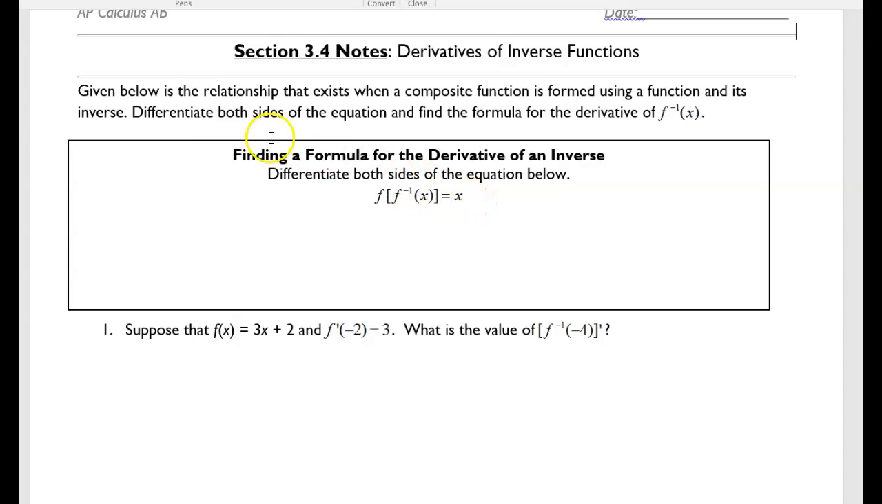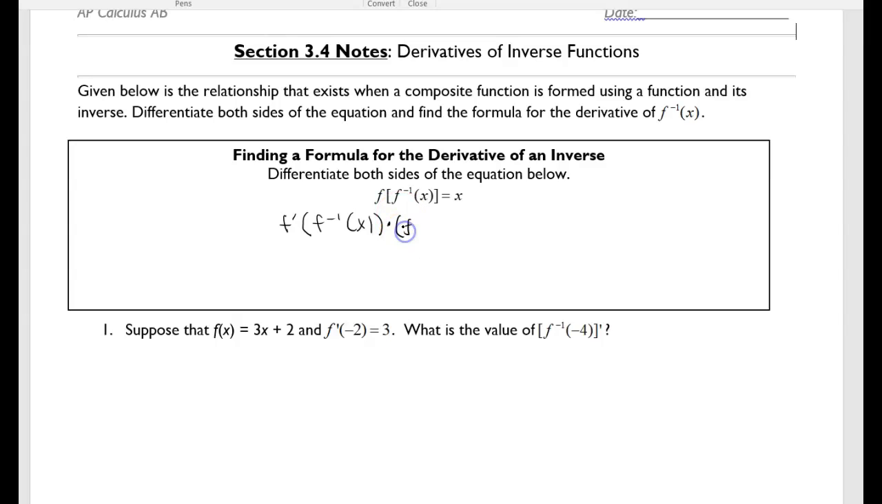So I'll take the derivative of both sides. I'm using implicit differentiation here. So the derivative of f is f prime. And so I will be using chain rule here. So I have an inside f inverse, outside f. So the derivative of that would be f prime of f inverse of x. I leave the inside the same. And then I multiply by the derivative of the inside.